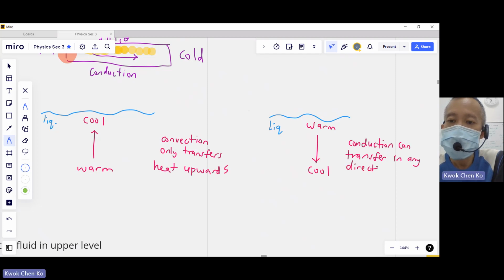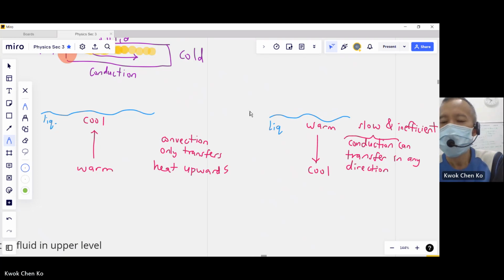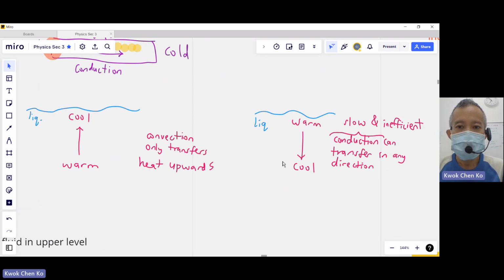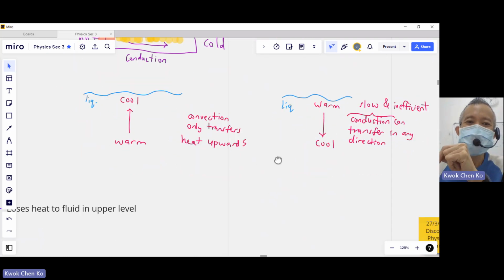But you may want to highlight: conduction is slow and inefficient compared to convection. So it takes a long time for the bottom to warm up. Later I'll show you the cycle since you love it so much.